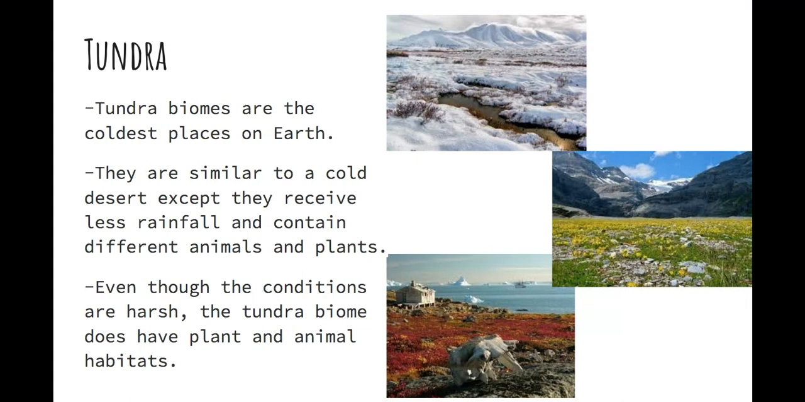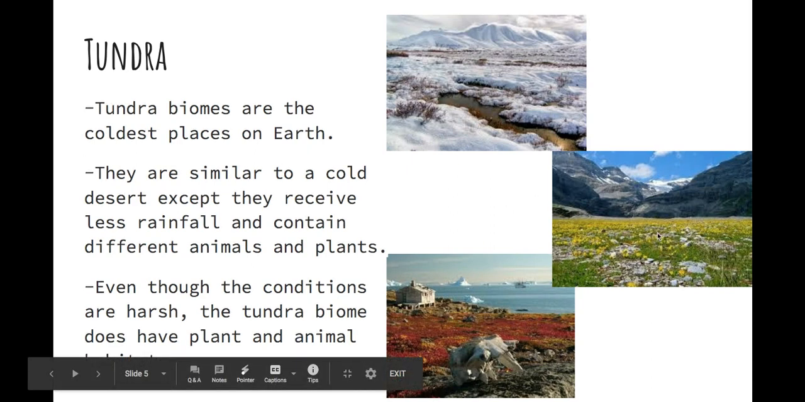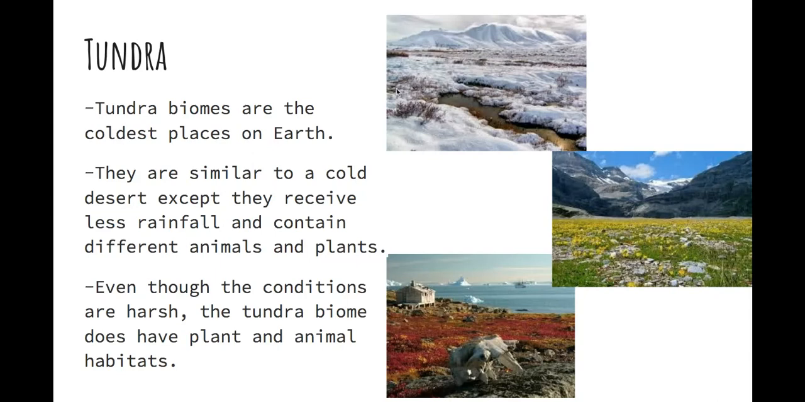Now, the tundra biome. Tundra biomes are the coldest places on Earth. They are similar to a cold desert, except they receive less rainfall and contain different animals and plants. So again, they're talking about climate and precipitation. They have less rainfall. They're a little bit colder, right? If they're a little bit colder and have less rain, if you look at these pictures, they don't have as much vegetation. They don't have as many plants and that kind of stuff. They'll have snow. Even though the conditions are harsh, the tundra biome does have plant and animal habitats, meaning that they have plants and animals that live there.